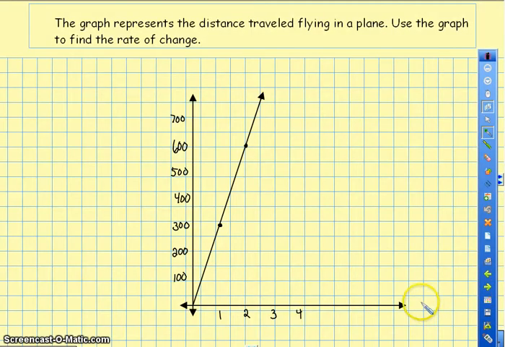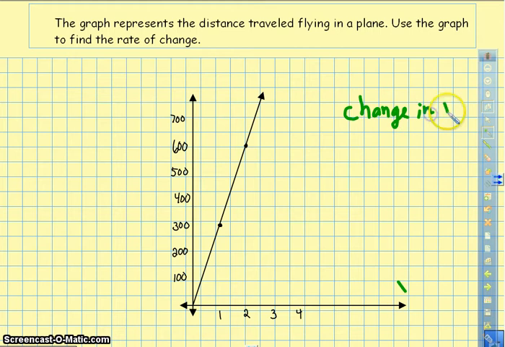Okay? It says the graph represents the distance traveled flying in an airplane. Use the graph to find the rate of change. Okay, so rate of change, once again, is change in y over change in x. And you should not be trying to write anything down right now. I just want you to pay attention. You can pause it and write this picture down, but I want you to make sure you're paying attention right now. So stop writing if you're writing. Okay?